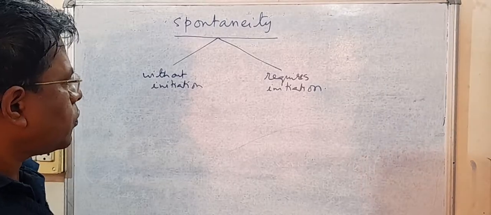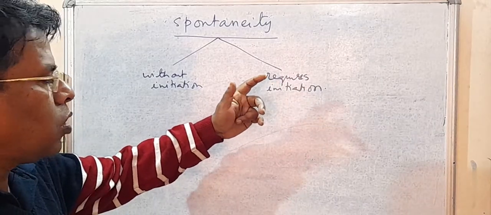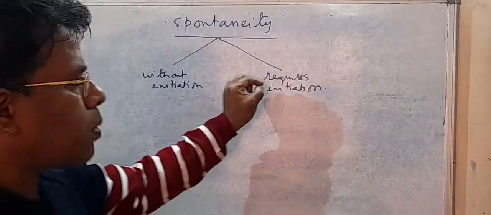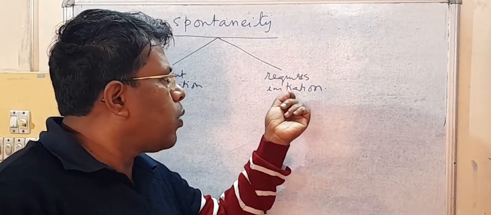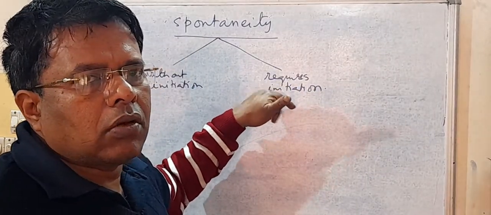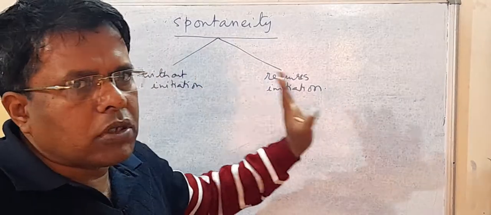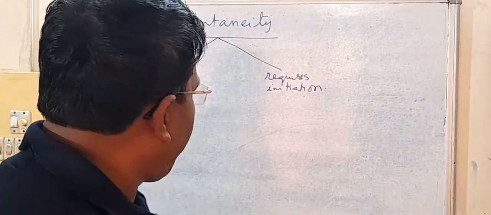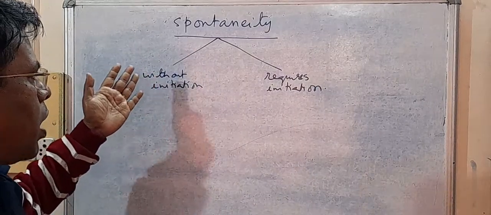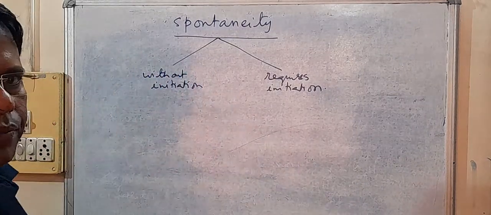Suppose we take the case of burning of fuel, say burning of petrol or burning of diesel. Here initiation is required, a spark, a little bit of fire is required, and once it starts burning, petrol or diesel keeps on burning. So that is a spontaneous process which requires initiation. Now, as I said, flow of water, flow of air from high pressure to low pressure, these are all spontaneous processes without initiation.